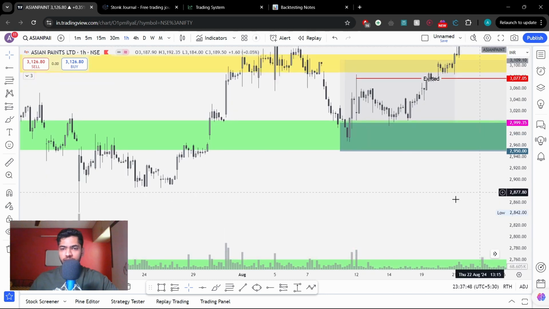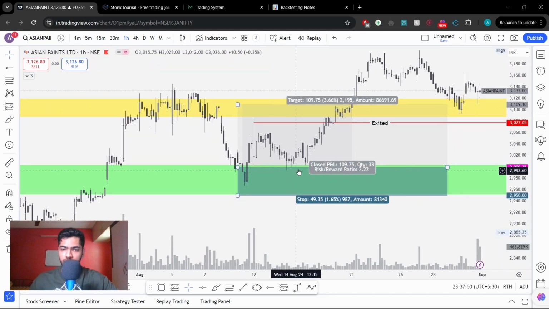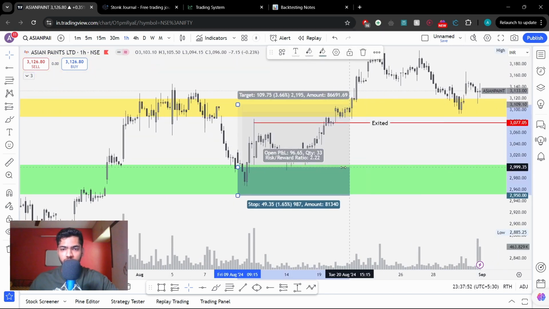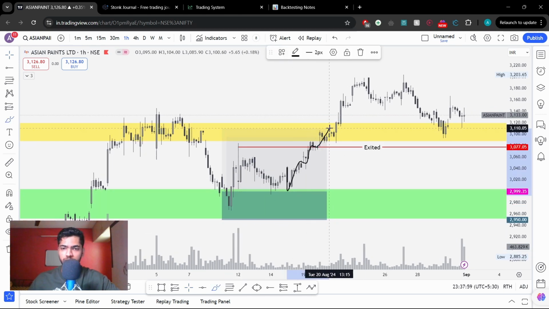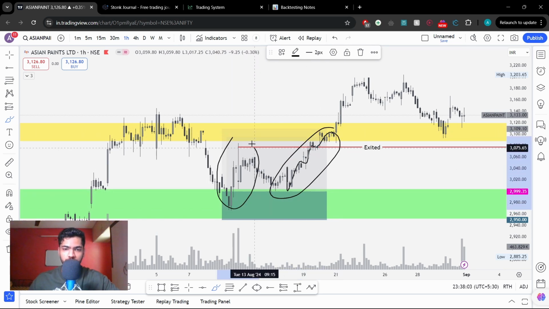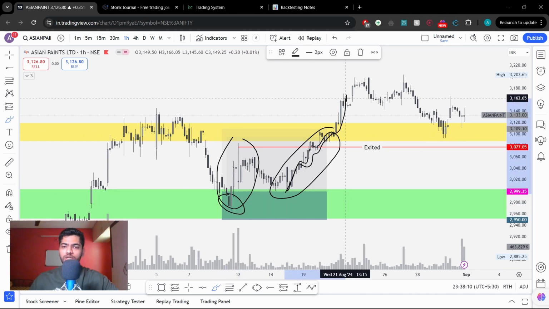Yeah, and after that it came to my entry, and you can see this is the move I was planning to play out, but eventually it happened and not immediately. See, there's a difference in this move and in this move. This move happened literally because there was trapping right here, and this move was a healthy move, and that is why it broke out even more.